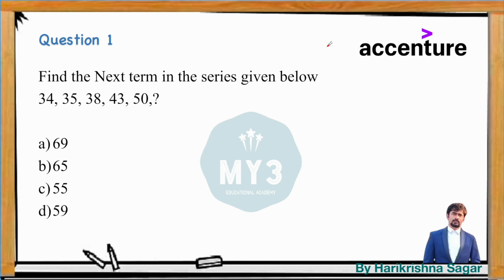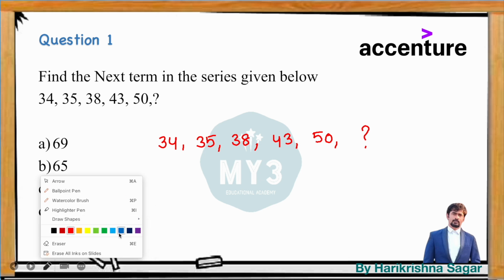Let's take some previous questions which are given in the Accenture paper, and we'll observe what is the next term or what is the missing term in the sequences. If you observe the first question here, we have 34, 35, 38, 43 and 50. They are expecting us to find out the next term in the sequence.